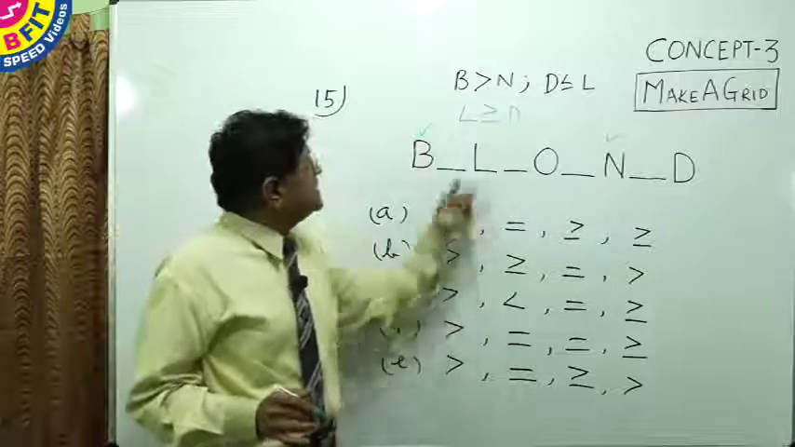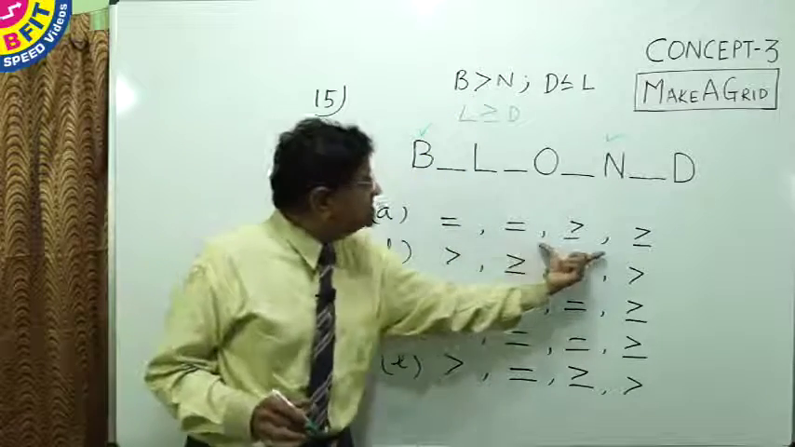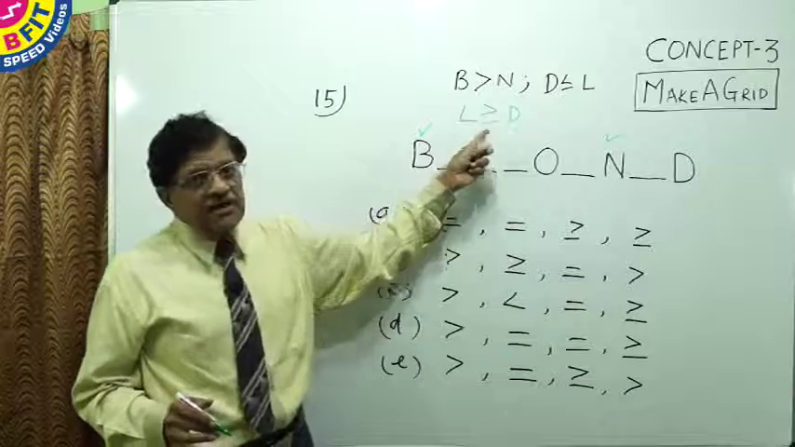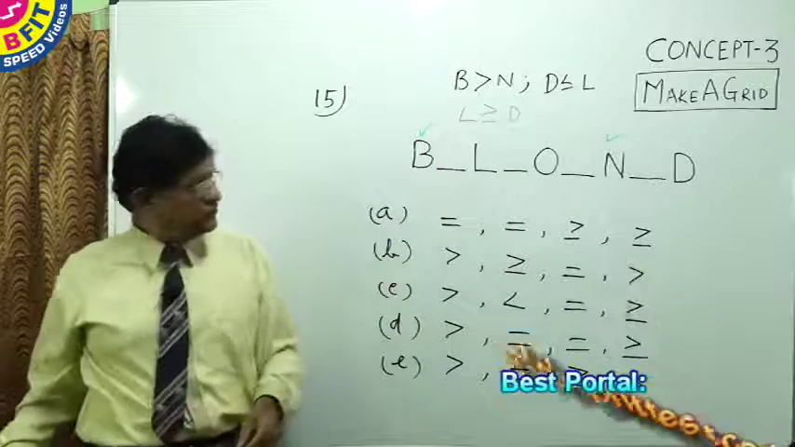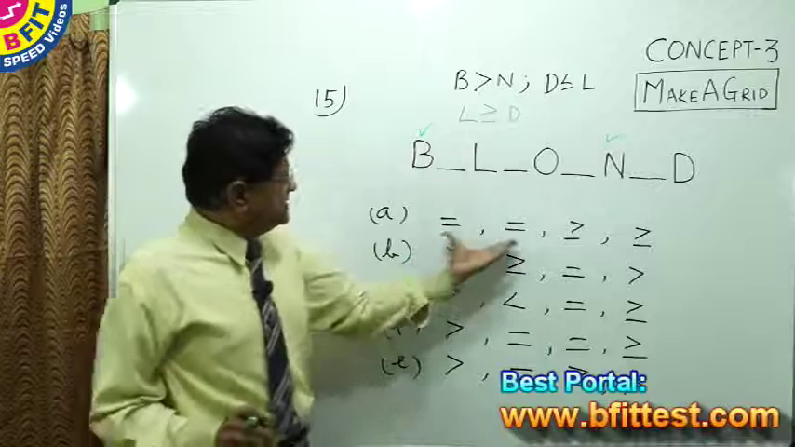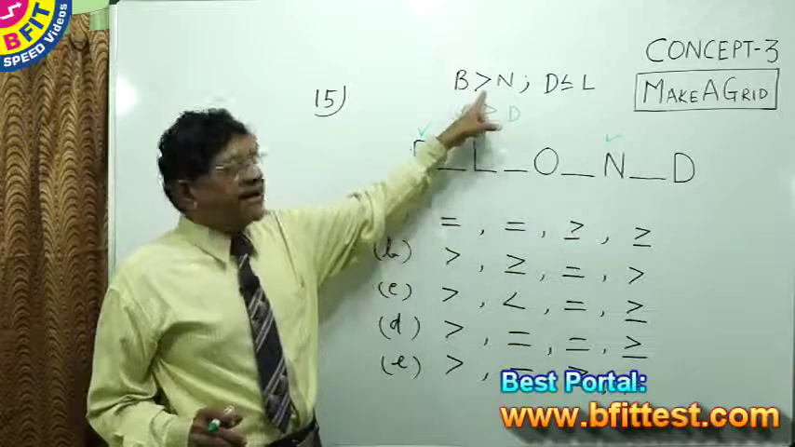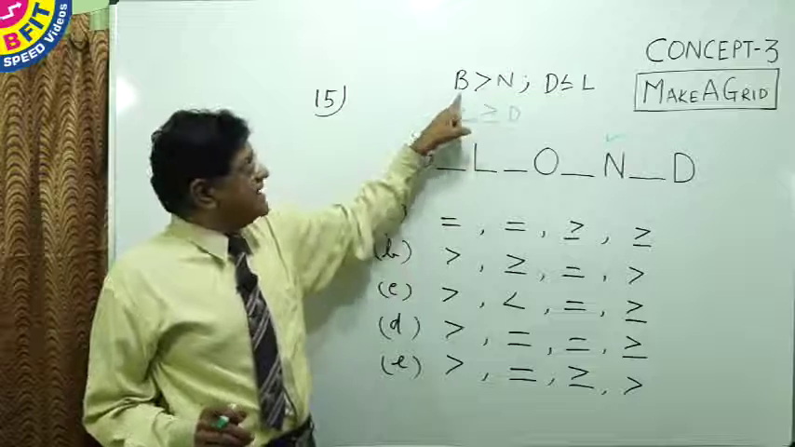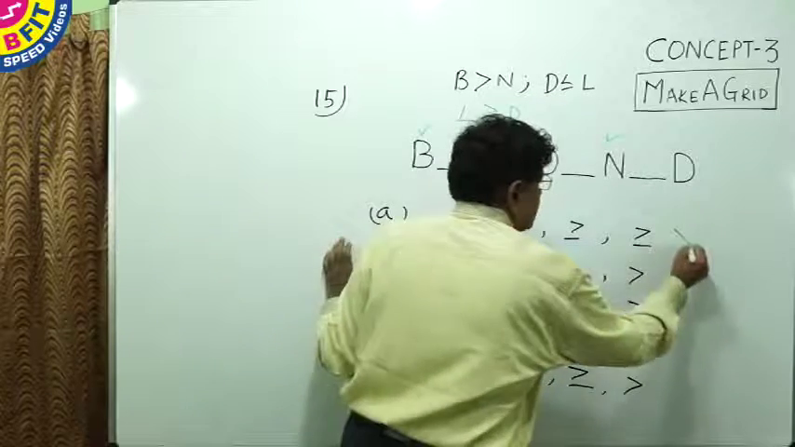So what we have to verify is, in the first three, whether greater than comes, and in the last three, whether greater than or equal to comes. Now let us verify. Here are the first three symbols: is equal to, greater than, is equal to. Greater than has not come. Therefore, B is greater than N can never come. Therefore, this is wrong.